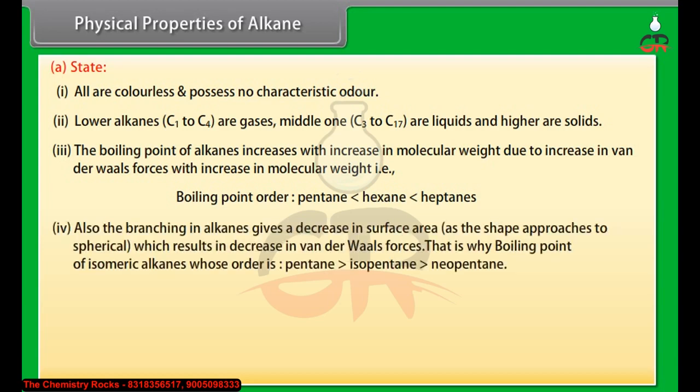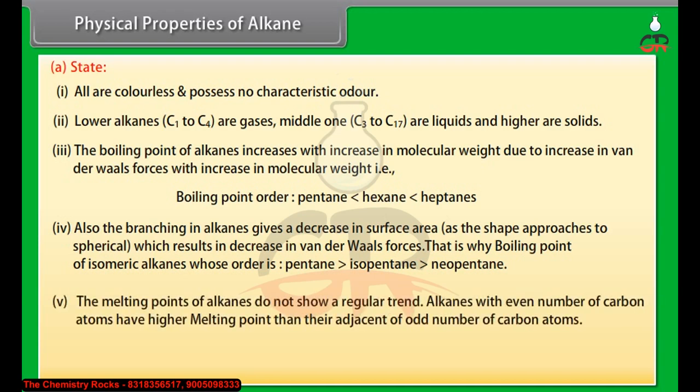Number 4. Also, branching in alkanes gives a decrease in surface area as the shape approaches spherical, which results in decrease in van der Waals forces. That is why the boiling point order of isomeric alkanes is pentane is greater than isopentane is greater than neopentane.